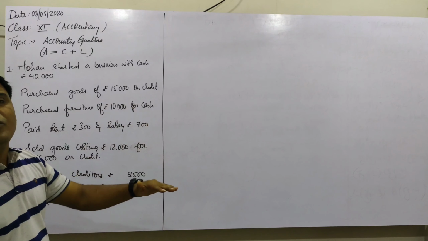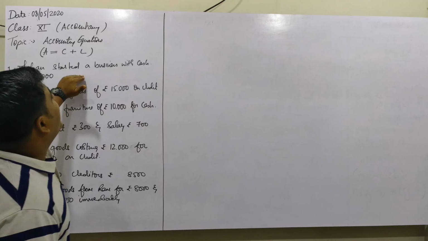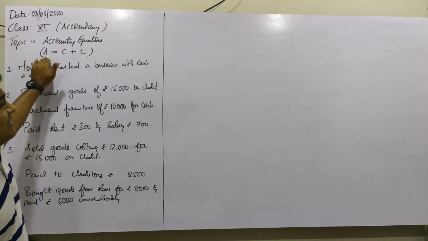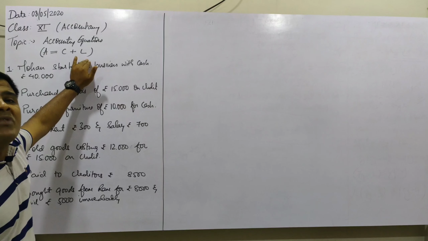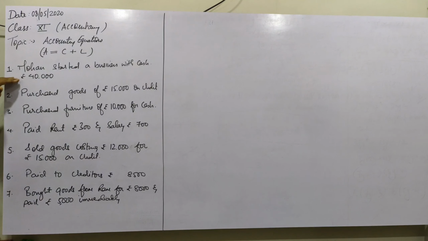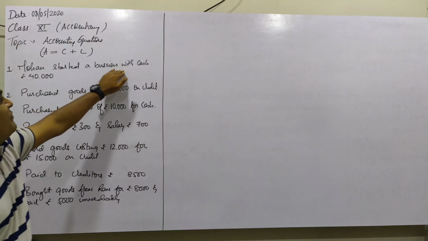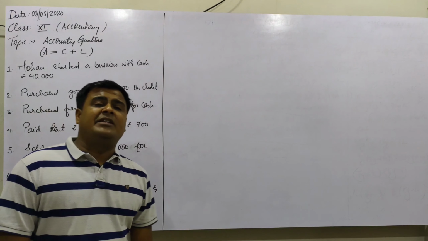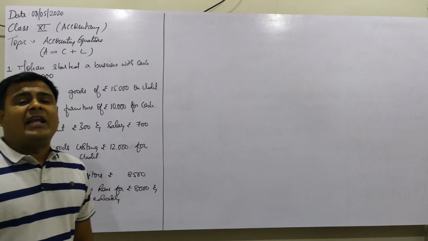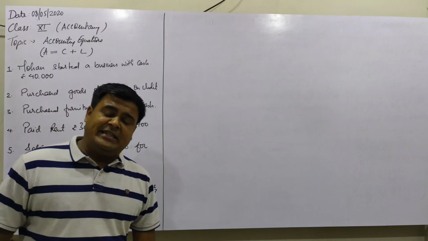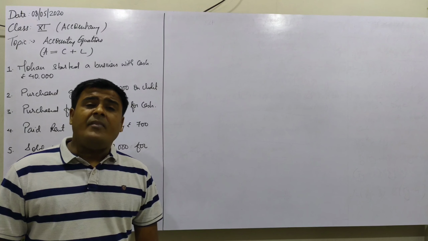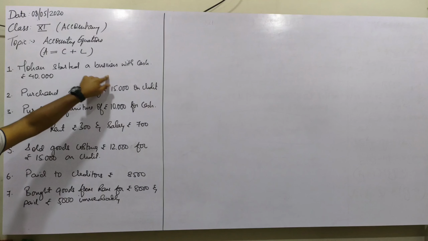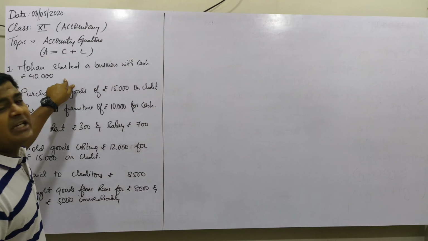Here I am going to show you each and every aspect, how the transaction affects the assets, the capital or the liability of the business. Okay, so first transaction says Mohan started a business with cash rupees 40,000. The capital definition says that anything in the form of cash, goods or asset brought in by the owner from the private property is called a capital. So here Mohan has started a business by bringing cash rupees 40,000.